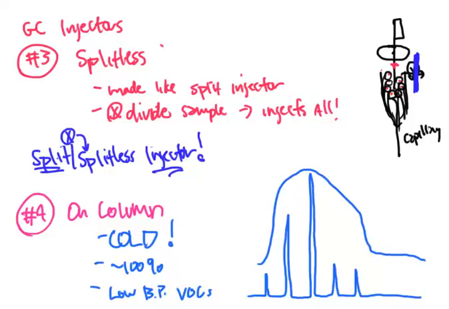Not only that, but we call it on column because it traditionally goes directly on the column. We often talk about these glass inserts and all of these pieces and parts that might sit up underneath the septum, but this one, in this case, is injected cold and it goes directly on the column itself, and then this way it will slowly heat up and slowly come off of the machine one at a time.